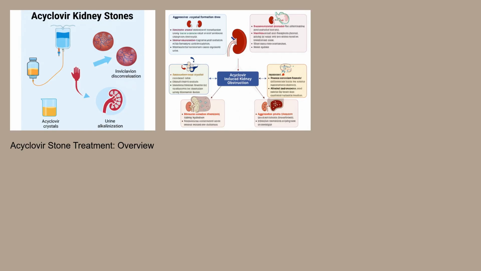This typically involves aggressive intravenous hydration to dilute the concentration of acyclovir in the urine and promote its excretion. In some cases, temporary discontinuation of acyclovir may be necessary. If the obstruction is severe and not relieved by hydration, more invasive procedures like ureteroscopy or percutaneous nephrolithotomy may be required to remove the stones physically. Alkalinizing the urine may also be considered to increase acyclovir solubility.